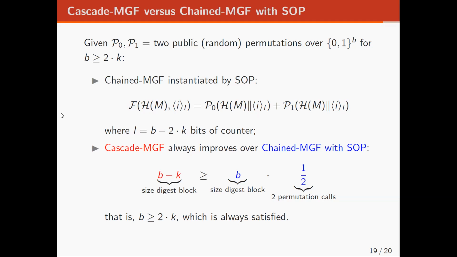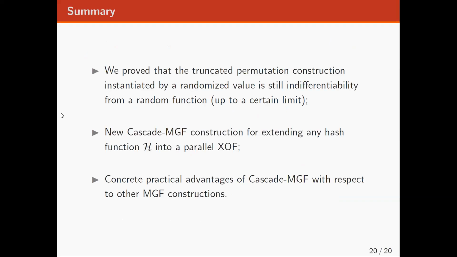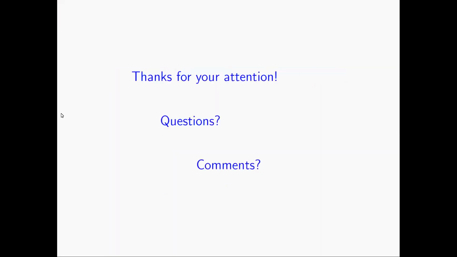The comparison between Cascade MGF and counter MGF can be found in the paper. And with this, I am going to conclude. In this paper, we proved that a truncated permutation instantiated by a randomized value is still indifferentiable from a random function. We propose a new MGF construction, which is called Cascade MGF construction. And we show that this construction has concrete practical advantages with respect to other MGF constructions proposed in the literature. Thank you very much for your attention.